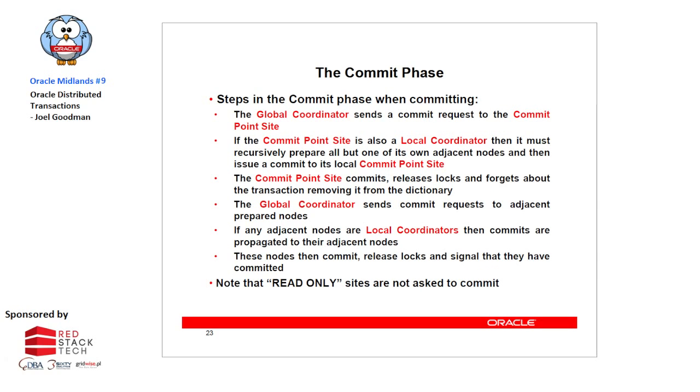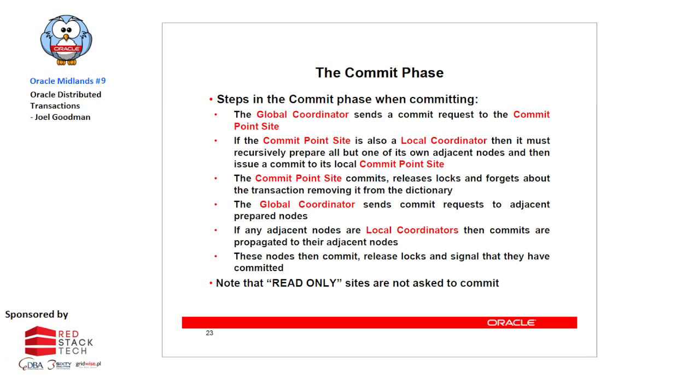So there's the commit phase. The global coordinator sends the commit. If it's also a local coordinator, then it must recursively prepare. The commit point site commits, releases locks, and does a forget. And then we have the global coordinator propagate that onwards to everyone else.